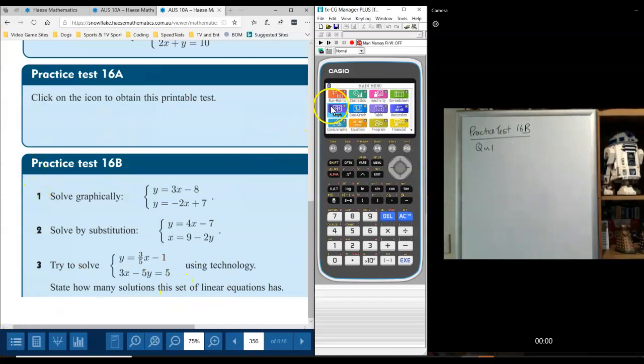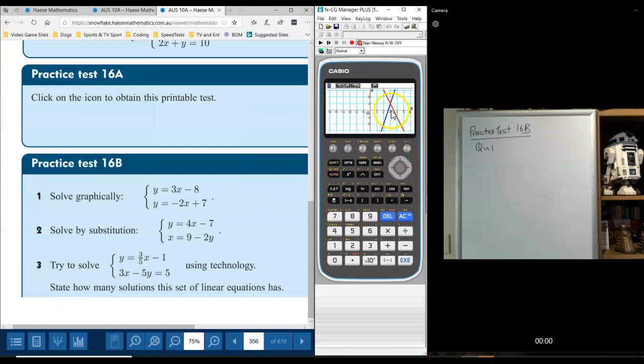And we're going to go into graph mode because in this question it says solve graphically. First of all, we'll enter the equations. So it's 3, and then the x is here. So x subtract 8, and then press execute to enter that one. And then negative down here, 2x plus 7. Okay, now if we just draw that, you see it says draw here, you press F6.